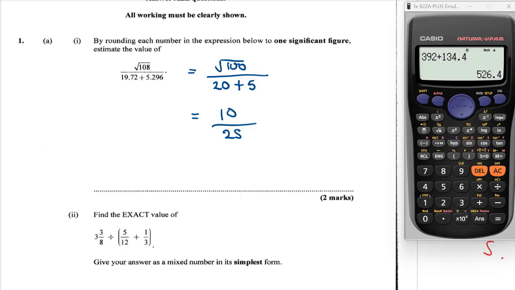So I'm left with 10 over 25. Can we simplify? Of course we can simplify. Would we have lost marks? No, because the question didn't say simplify. However, let's simplify. So we can say 5 into 10 goes 2 times. 5 into 25 goes 5 times. So our answer is 2 over 5.